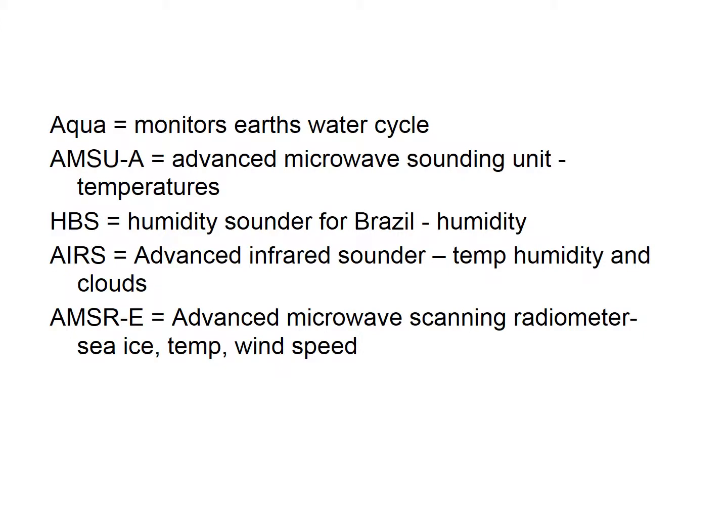AMSR is an advanced microwave scanning radiometer, and this is one that's kind of critical because it was one of the first satellites that allowed us to specifically target and collect information about things like the amount of sea ice, the surface temperature of the sea, and things like wind speed.